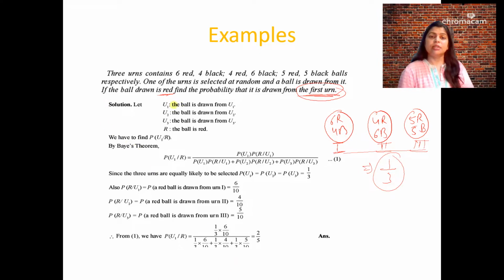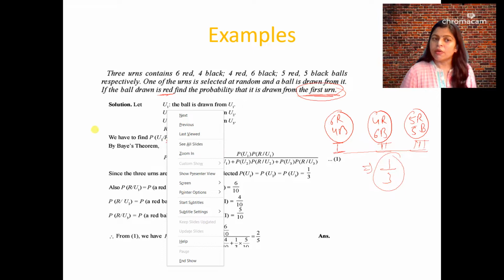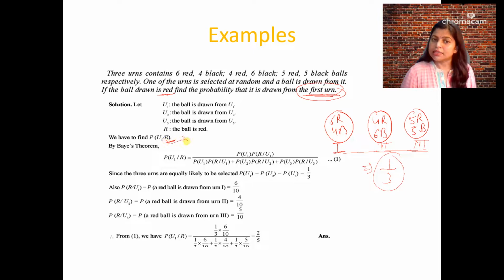In this solution, first of all, they have used a few notations: u1 represents the ball is drawn from urn 1, u2 represents the ball is drawn from urn 2, and urn 3. Then they have written that we have to find the probability of u1 given r. What does it represent? It represents that a red ball is there. They have selected a red ball, it has already happened, and now they are looking at whether it has come from urn 1. So here we will use the Bayes theorem, and this will be the formula.